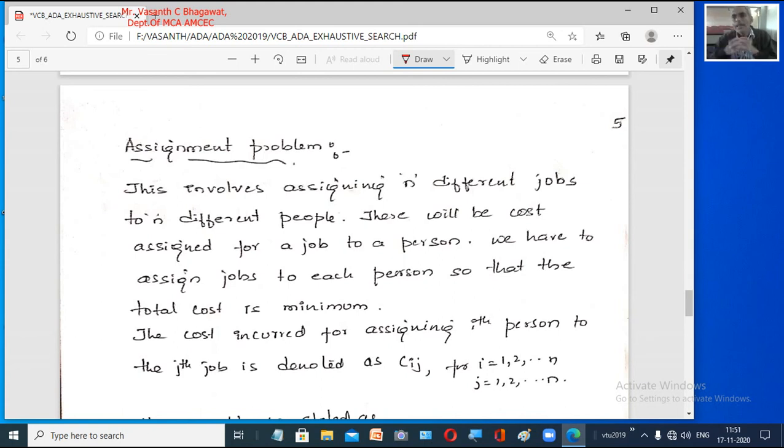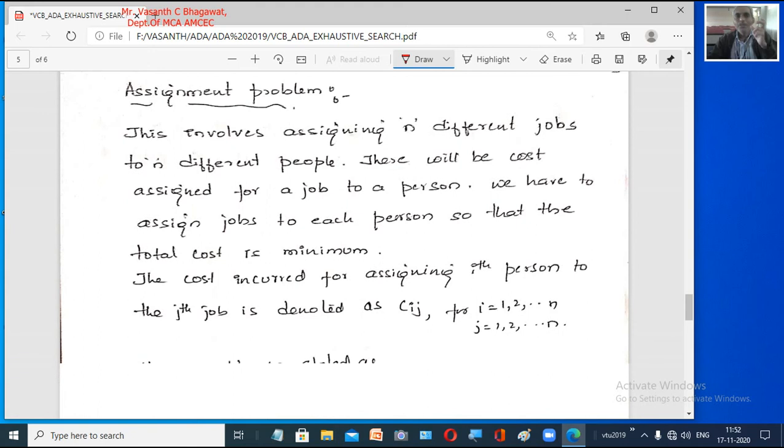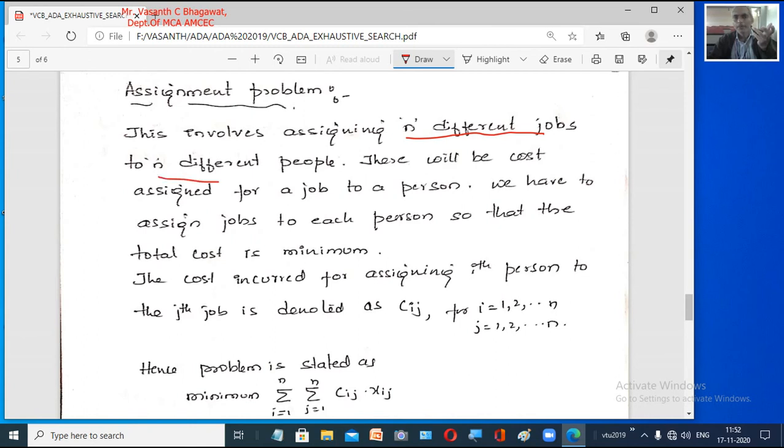The third and the last problem in this particular concept of exhaustive search is the assignment problem, right? First let us understand now what do you mean by an assignment problem. Now this involves assigning n different jobs. Right? Now you have got some jobs, so I have to assign n different jobs to n different people.